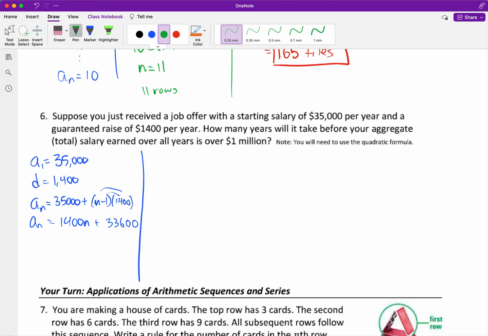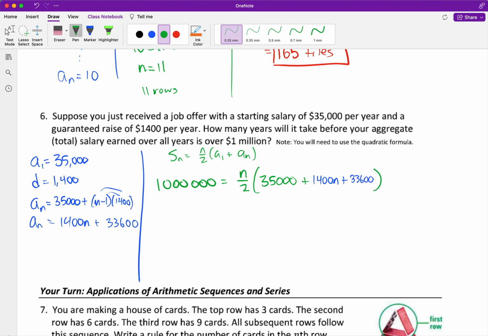So what I'm going to do is say, hey, I know that the sum is n over 2 times the first plus the last. But we don't know what n is. That's what we're trying to figure out here, how many years it's going to take for this to happen. And in this case, our term number, like A1 is saying the first year, A2 is the second year, and so on. So what I want to know is, when will my sum be $1 million? But I don't know what n is. I do know what A1 is. That was my starting salary, 35000. And then here's where we get this trick going on, which is that I don't know what an is because I don't know what n is. But I have this little formula that I just came up with for what an equals, which is going to be 1400n plus 33600.